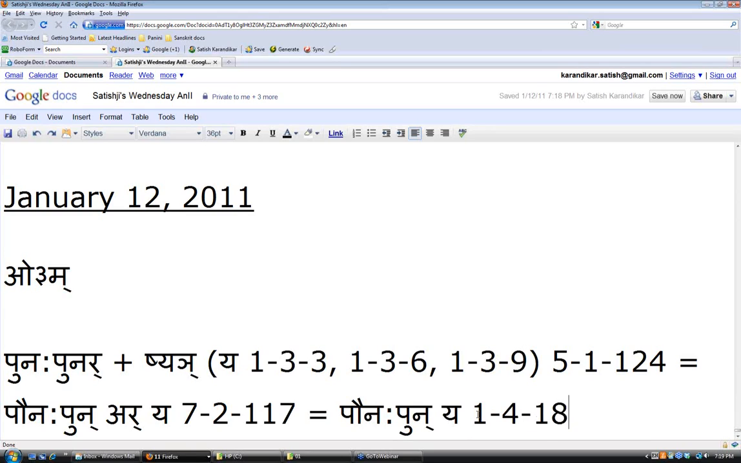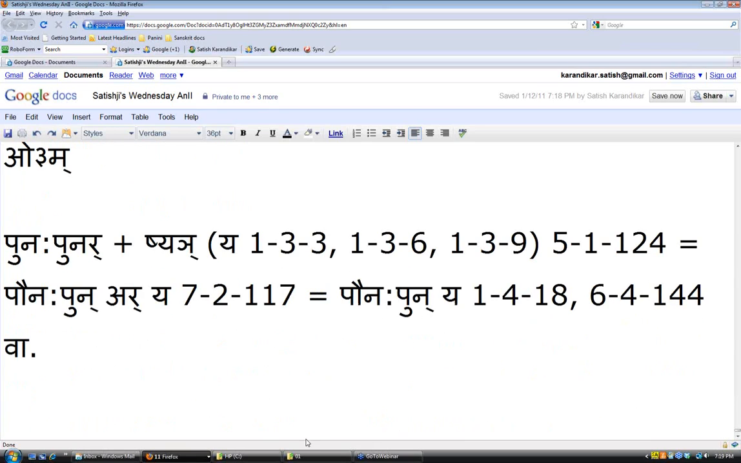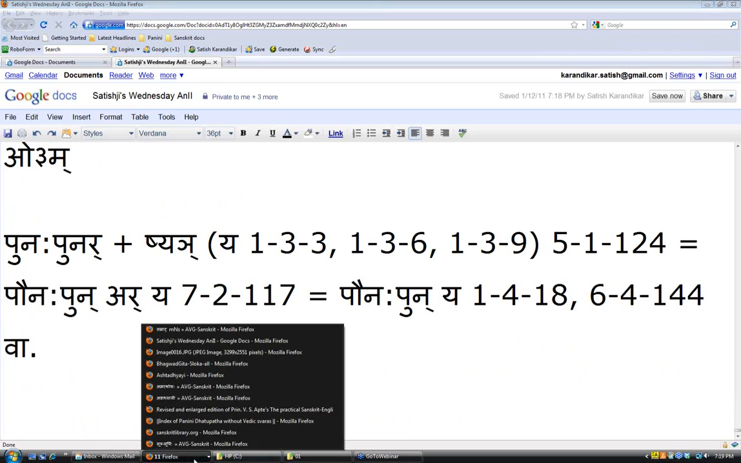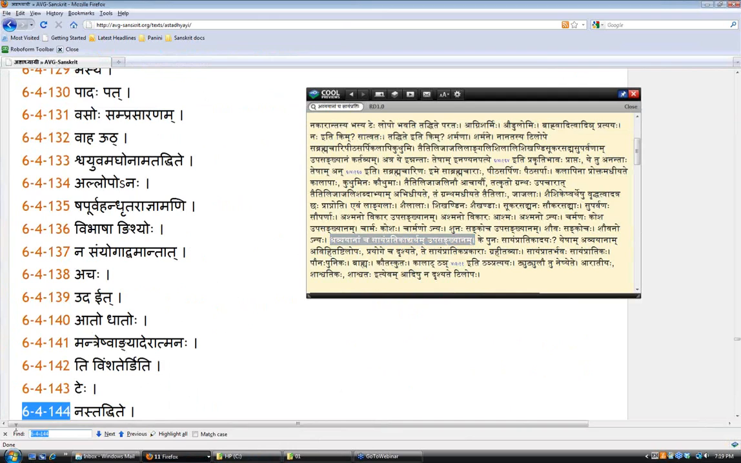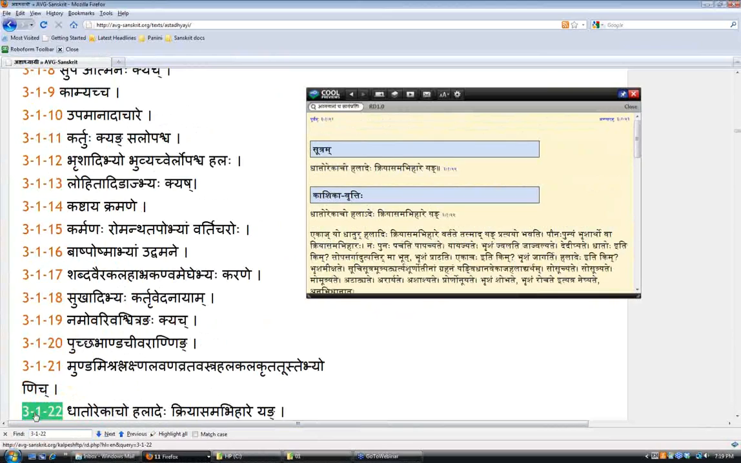So 1.4.18 we got the bha-sanjna, and 6.4.144 vartika. Okay, so let us now go on. These two meanings should be there. Kriya-samabhihare means so prakritam anusarama. Let's follow our current topic right now, which is 3.1.22. What are the conditions again for 3.1.22? It should be an ekac dhatu, a haladi dhatu, and the meaning the speaker wants to express should be kriya-samabhihara, and the vyakhyanam is paunah punyam, which we just derived.